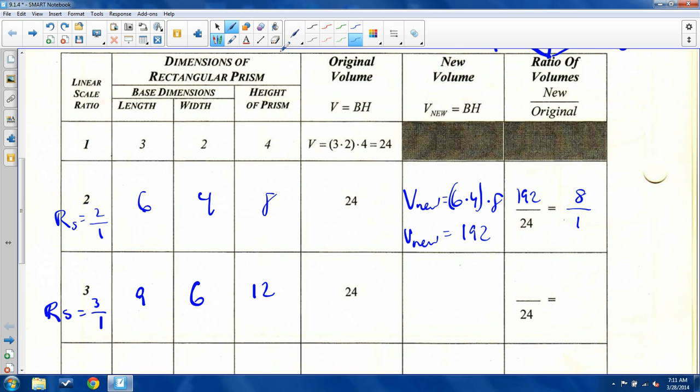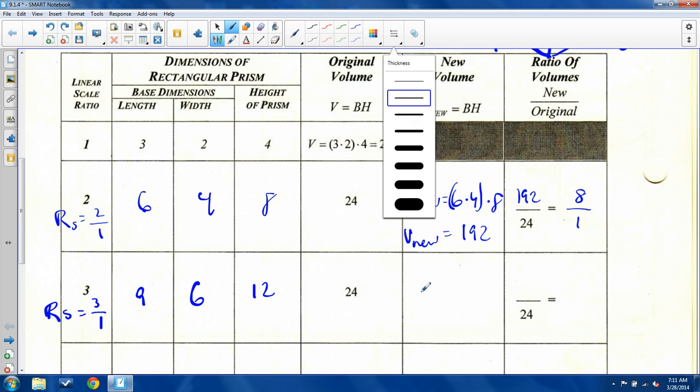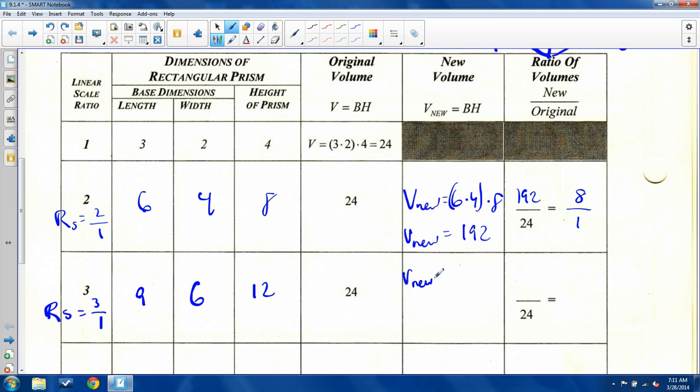So the new volume for this one is area of base, which is 9 times 6, times your height, which is 12. 54 times 12. Going to whip out the calculator for this one. We get 648. By the way, I'm just going to write cubic units so you get a good familiarity with what's a right. That's a U.